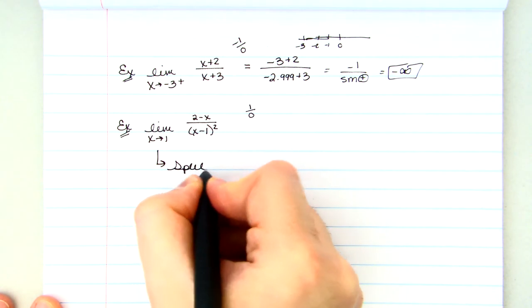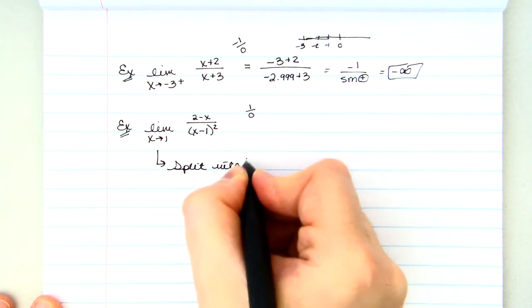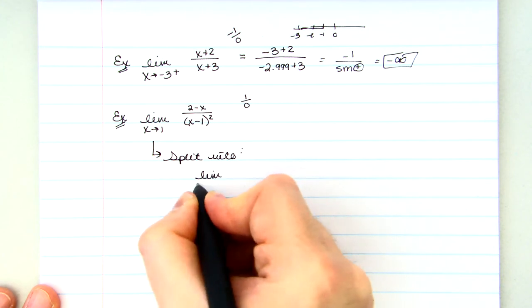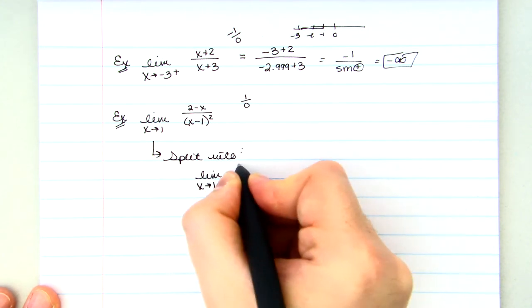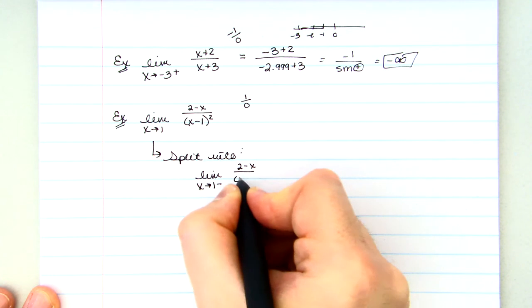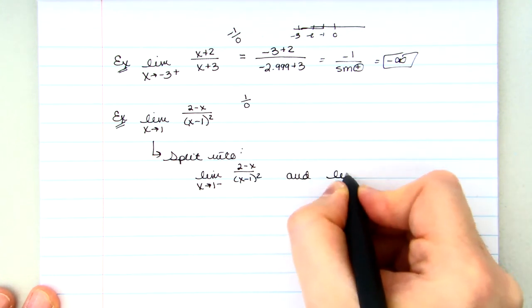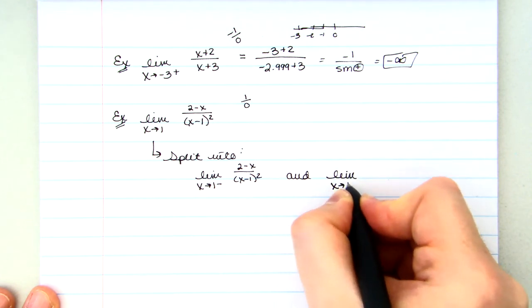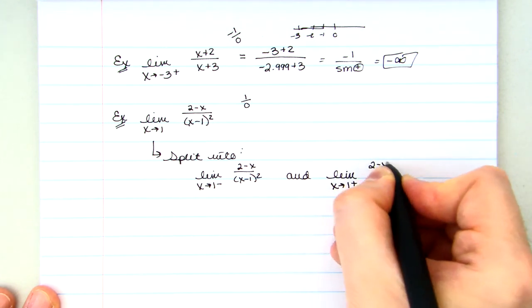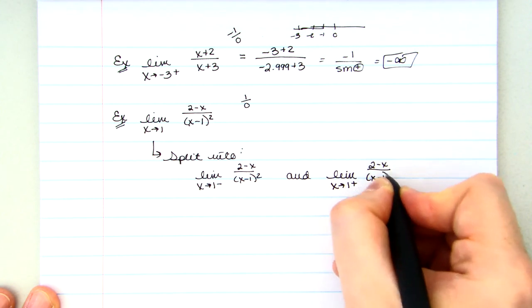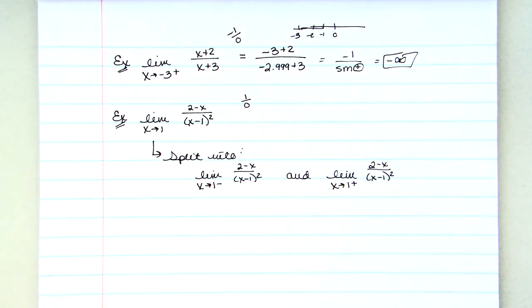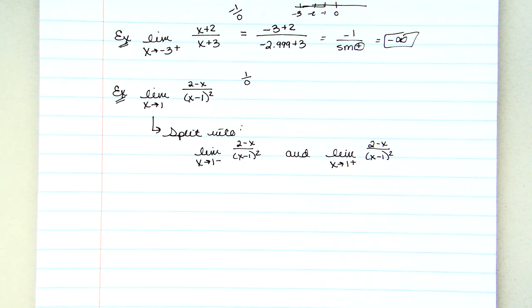We're going to say split into the limit as x approaches 1 from the left of 2 minus x over x minus 1 squared, and the limit as x approaches 1 from the right of 2 minus x over x minus 1 squared. I think maybe we'll do one of these together, you'll do the other one, and then you'll try to reach a conclusion. Only because of the square, I just want to make sure we can handle the square.